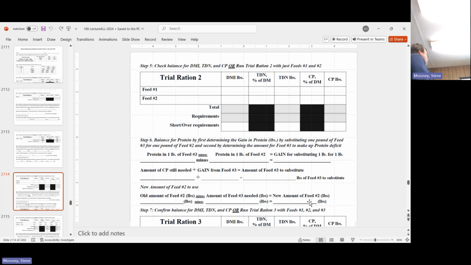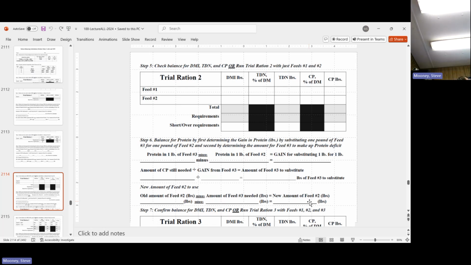So what is my feed 1? Hay. Feed 2 is corn. How many pounds of dry matter do I get from hay? 10. 5. We get that from the bottom of the previous page, right? They're going to add up to 15. My requirement is 15. I've got a 0 difference.